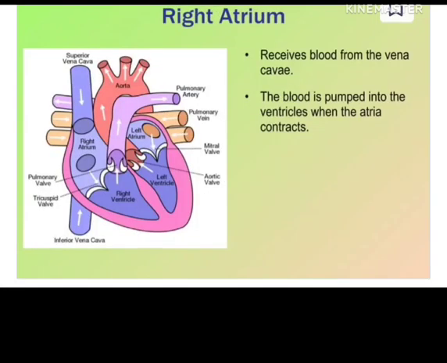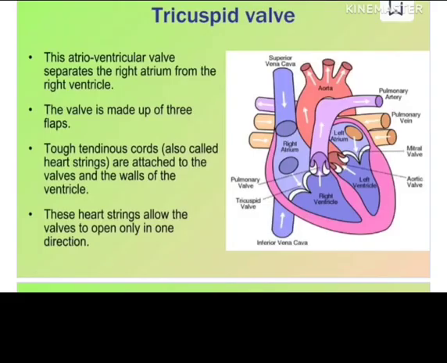The right atrium receives blood from the vena cava. The blood is pumped into the ventricles when the atria contract. Now next is the tricuspid valve. This atrioventricular valve separates the right atrium from the right ventricle, and the valve is made up of three flaps, called heart strings, and these allow the valve to open only in one direction.